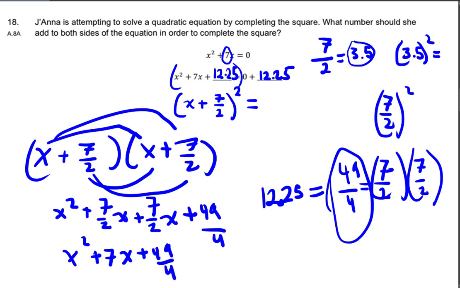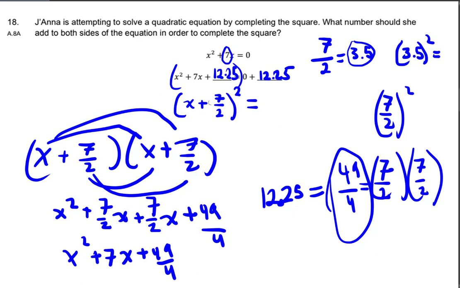And as you can see, this x plus 7 halves squared was the same exact thing as this up here, which is the 49 over 4. 49 over 4, remember, is 12.25. So as you can see, that's why we can make this jump, because they are equivalent.